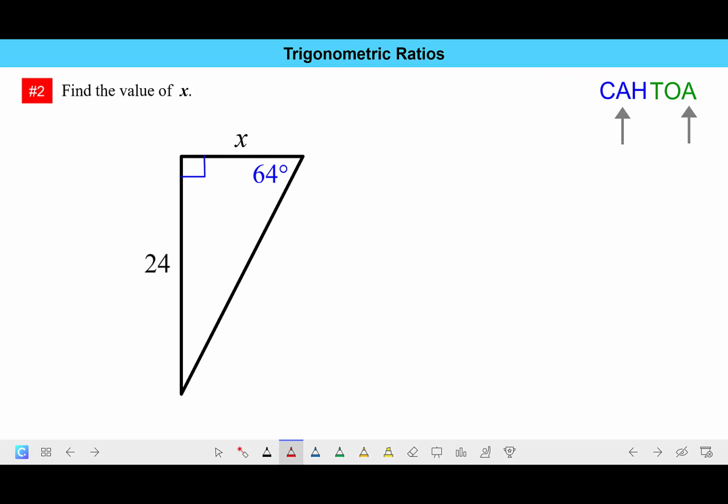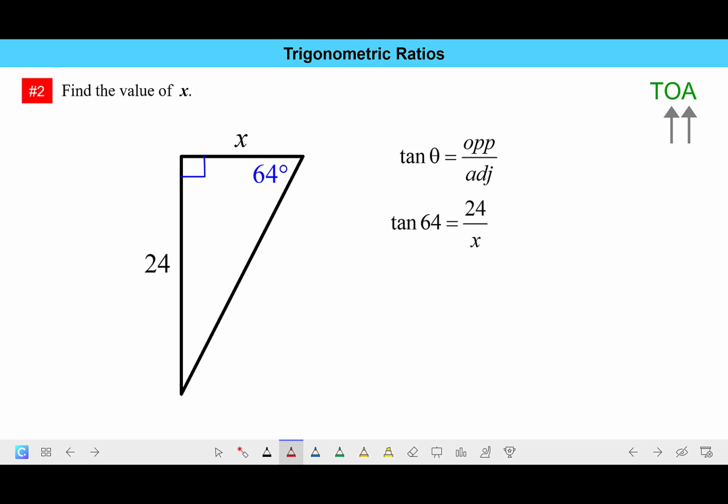But now I have this side. This side represents the opposite side. So in this case, I'm now going to just use my tangent. So I have that. I'm going to go ahead and write out my ratio. Tangent is opposite over adjacent. I'm going to do my setup. And now I'm going to solve.